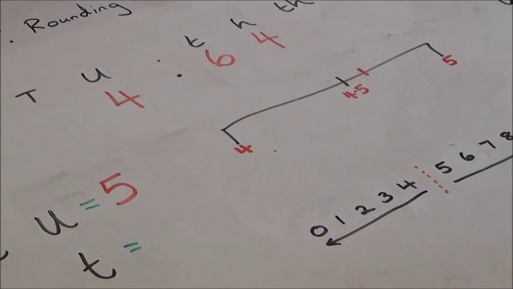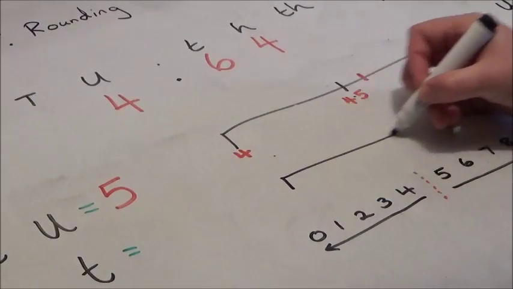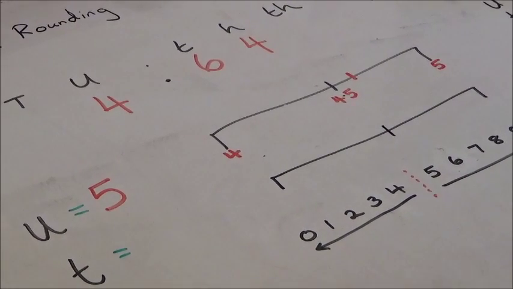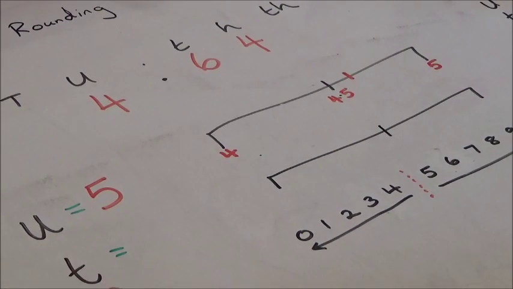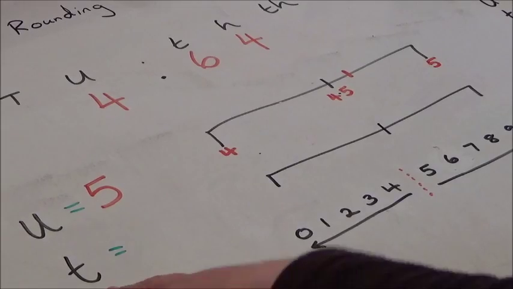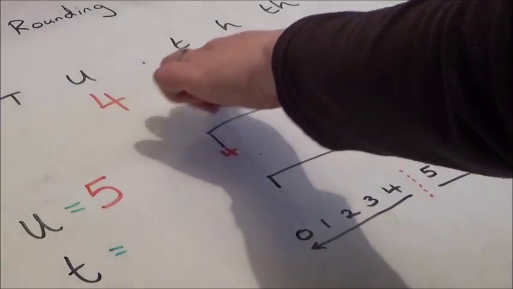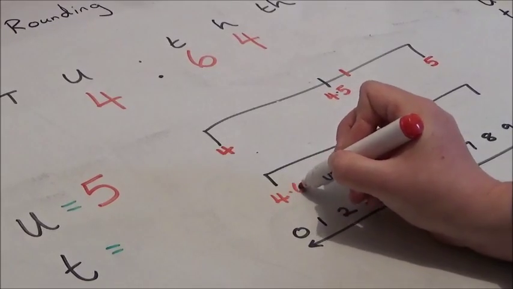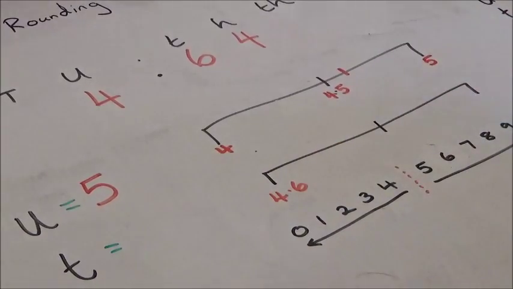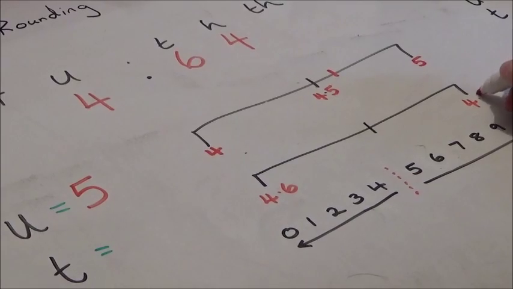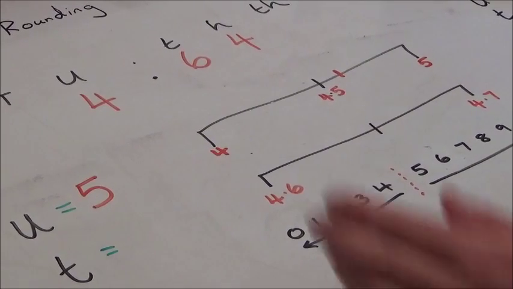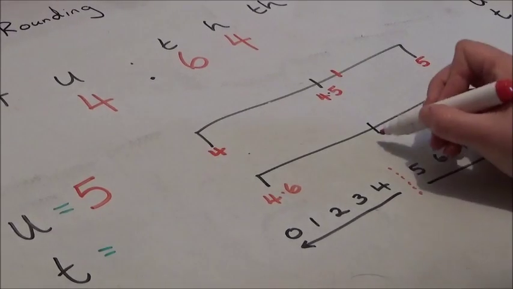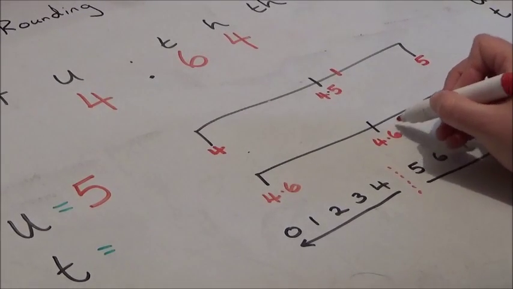Again, let's get our number line out. A bit straighter than last time. This time we're rounding to our nearest tenth. So we've got here 4.6, that's our first tenth. And our next tenth along would be 4.7. Halfway between 4.6 and 4.7 is 4.65.